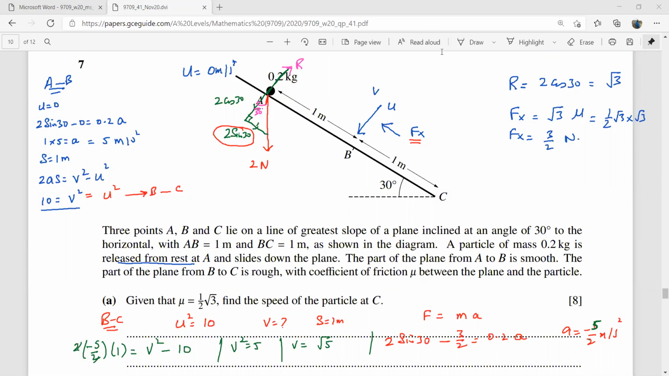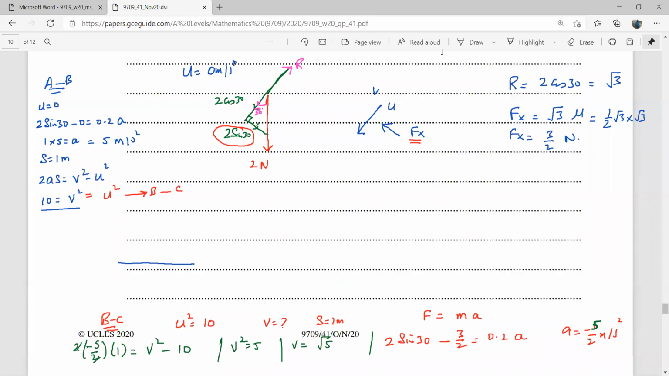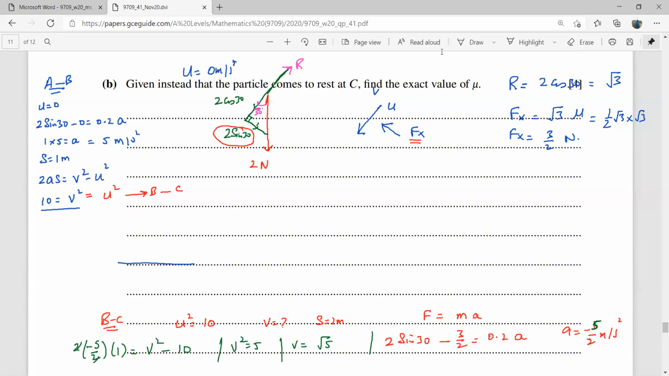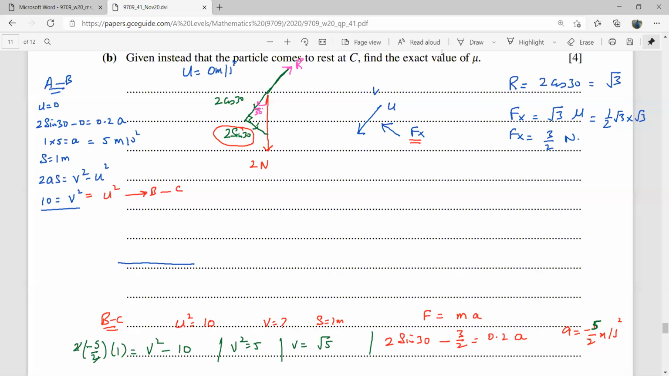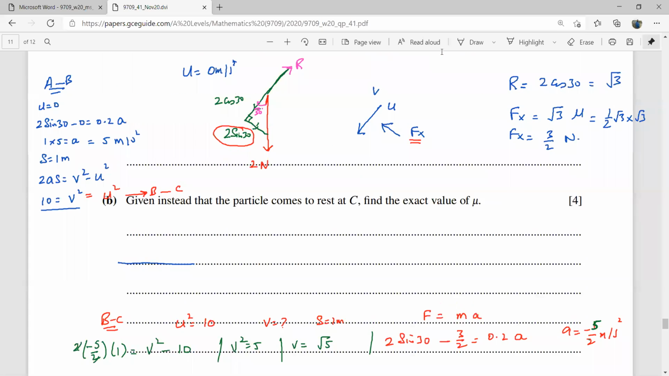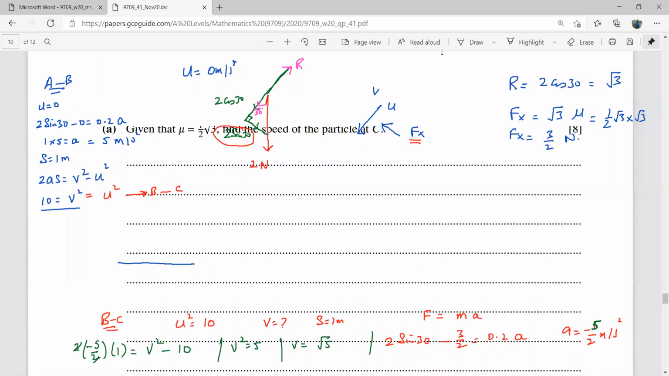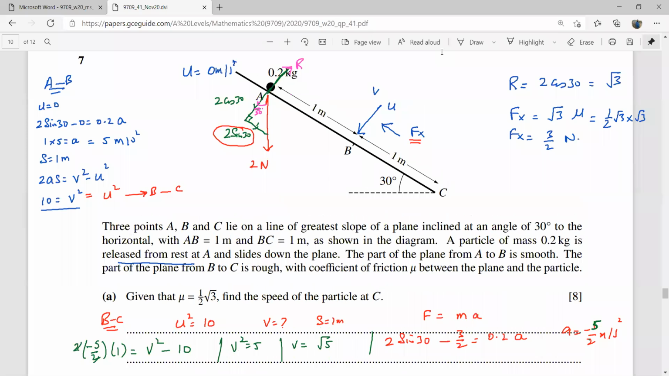Okay. Now let's look at the B part. Given instead that the particle comes to rest at C. So now we have to find the value of mu. It is going to be at rest at C. So this means this first working will remain as it is. We'll be removing all this. Let me clear all of this.